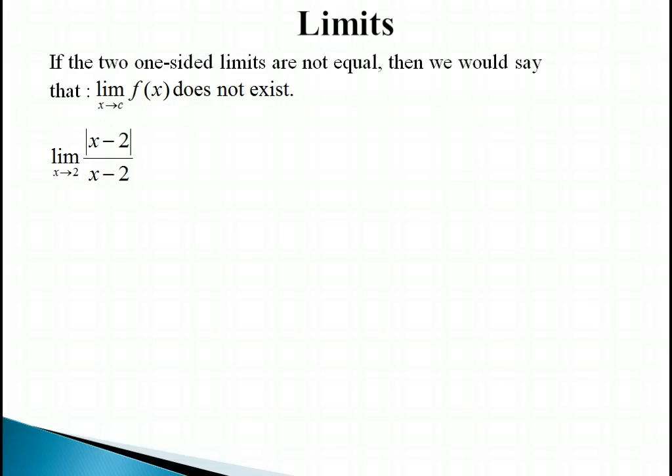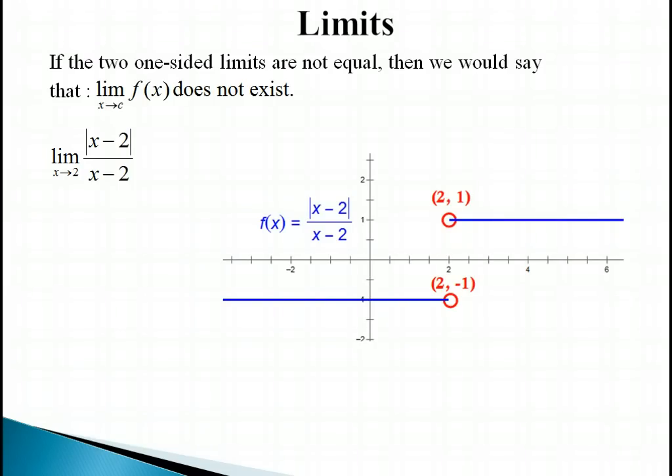Let's look at this particular problem. If you plug a 2 into the function, you're going to get out 0 over 0. If you plug in any numbers less than 2, you're going to get out negative 1. If you plug in any numbers greater than 2, you're going to get out positive 1. So your graph looks like this.